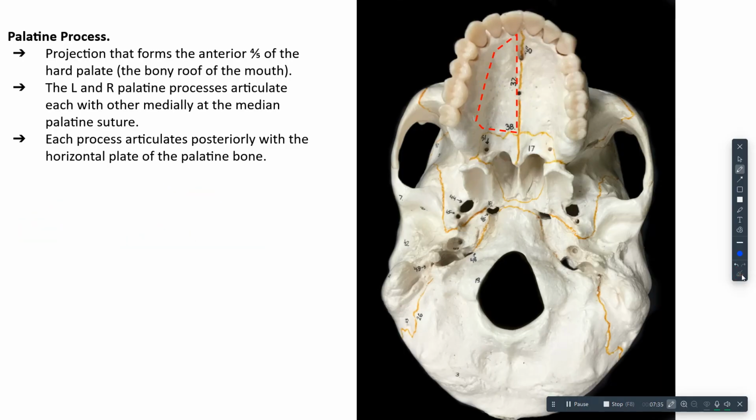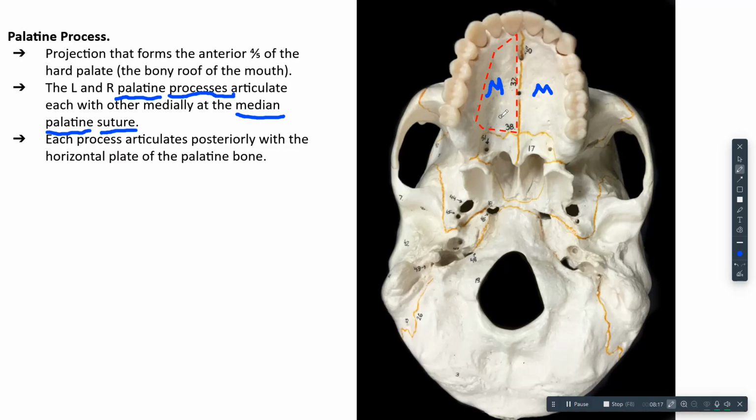Now the part of the maxillary bone that I see right here outlined in red is called the palatine process. So this is a palatine process right here. Where I put an M for maxillary bone, another M for maxillary bone. Each of these structures is a palatine process. There is a joint in the middle of the 2 palatine processes, appropriately called the median palatine suture because it's in the middle of the palate.